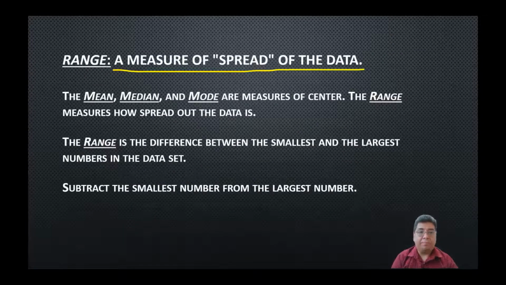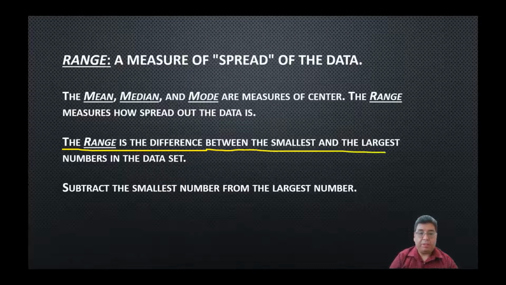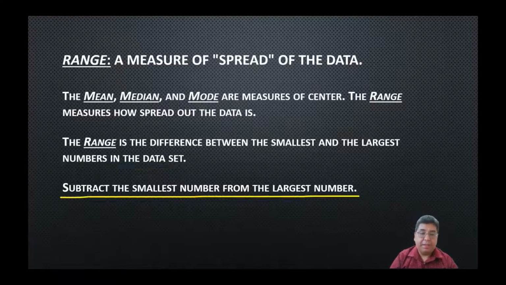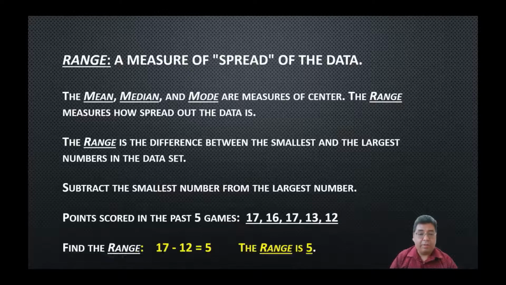Now, range is a measure of spread of data. The mean, median, and mode are measures of center. The range measures how spread out the data is. The range is the difference between the smallest and the largest numbers in the data set. Subtract the smallest number from the largest number. So for the points scored in the past 5 games, again, I've got 17, 16, 17, 13, and 12. So I will take the number 17, subtract 12 from it to get 5. So the range then is 5.